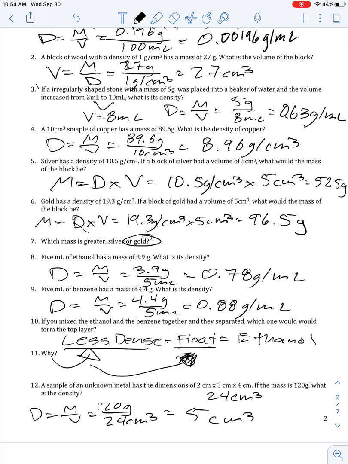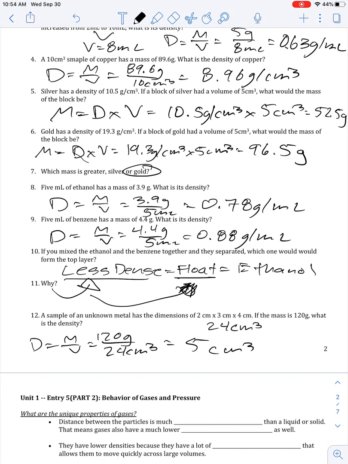The only one to note here, number 3, is that you put a stone in water, it goes from 2 to 10 milliliters, which probably isn't very realistic. But that means that the amount it goes up is the displacement. So its volume is actually 8 milliliters. Then it's 5 divided by 8.